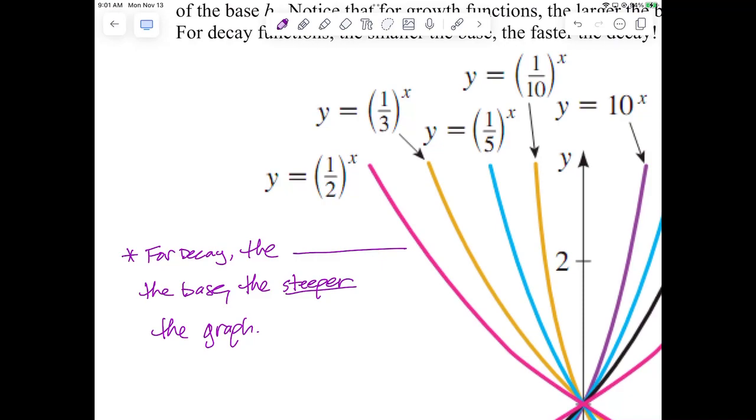What's the steepest one on the left-hand side? 1/2 or 1/10? 1/10, okay, which is steeper than 1/5, which is steeper than 1/3, which is steeper than a half. So what's happening to the bases as they get steeper? Are they getting bigger or smaller? Smaller. So for decay, the smaller the base, the steeper the graph. We always want to be able to compare one growth function to another growth function, or one decay function to another decay function, to see which one is steeper.